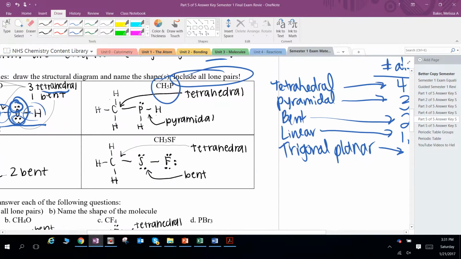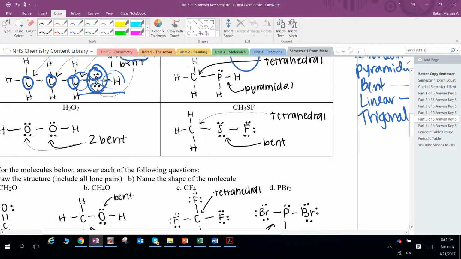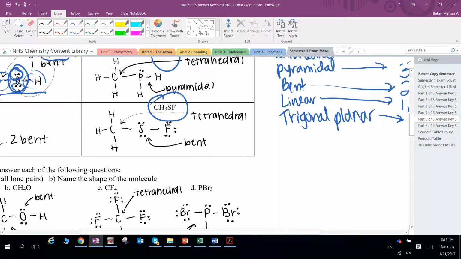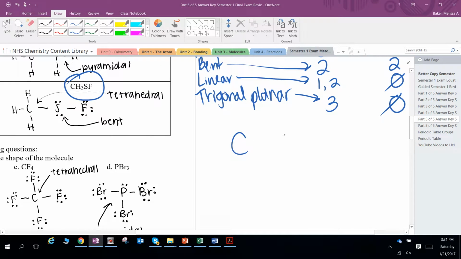Let's review a little bit about how to draw these things too. Which one should we pick? Let's pick CH3SF. Start by drawing the letters of the atoms, but not the hydrogens. And if there's a repeat, like there's a couple of oxygens, it's always a good idea to make things symmetrical. In this situation, we don't really have to worry about that.